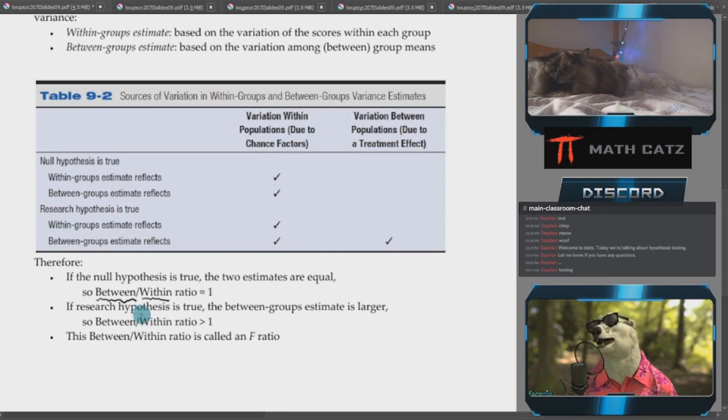But if the research hypothesis is true and there is a between-group extra variation, then the numerator is going to be larger than the denominator in this fraction I create, and I'm going to get a ratio greater than 1. And we call this the F ratio. It's going to have its own distribution, cutoff score, and everything like we're used to. It's just not going to look exactly the same. Okay, so that's the basic idea.